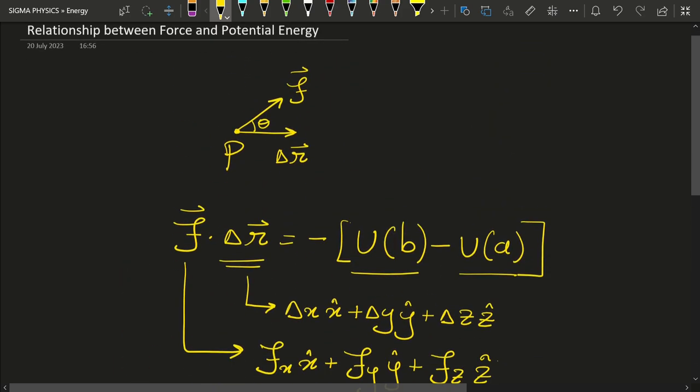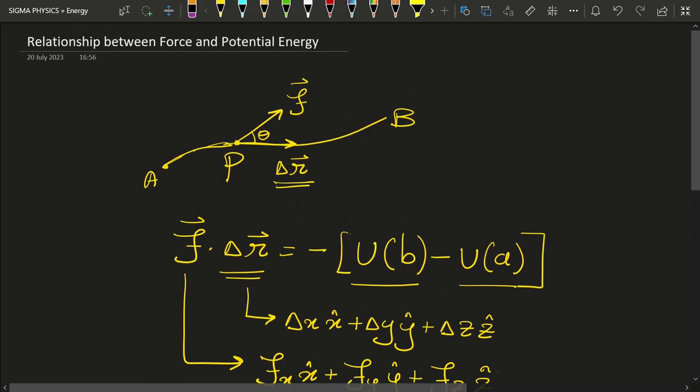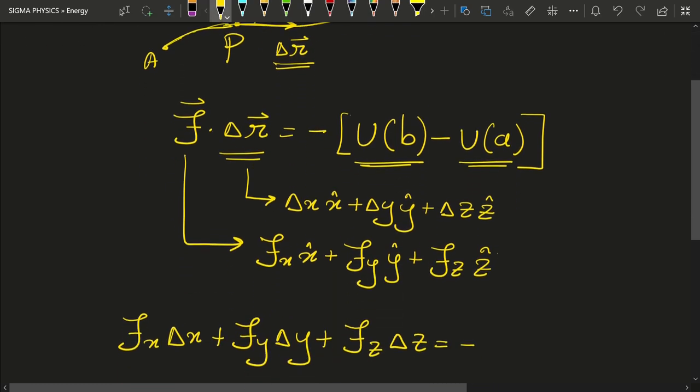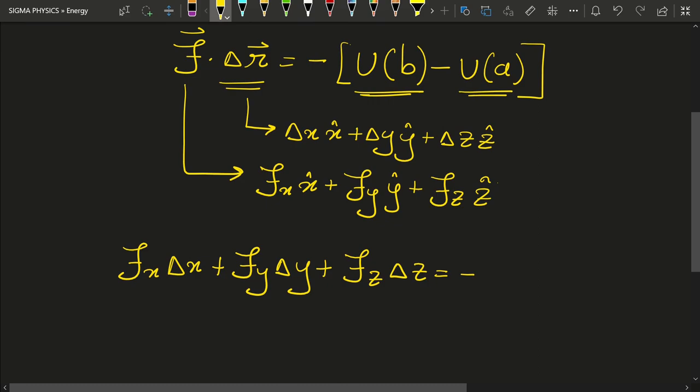I've assumed a small displacement, but if the particle has covered some path like this from point A to point B, then it will be given by the potential energy at B minus the potential energy at A, which is nothing but the change in potential energy. So I'm going to write it in this manner: delta U, where U is obviously a function of X, Y, and Z, as we know from our previous video, that the potential energy is a function of the position of the particle.